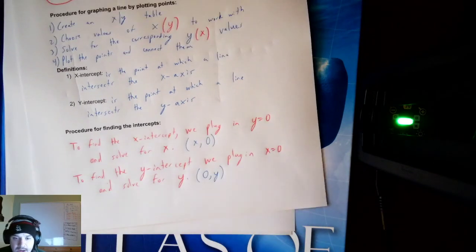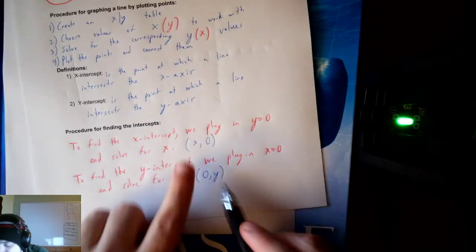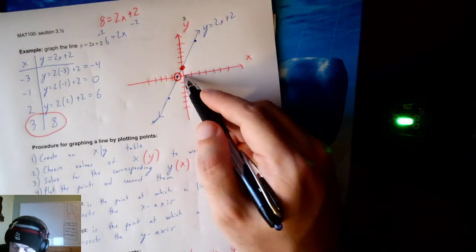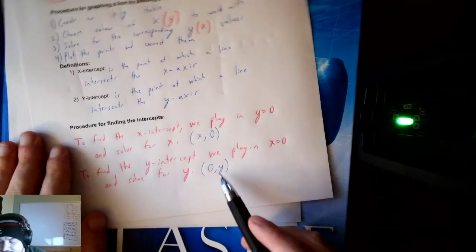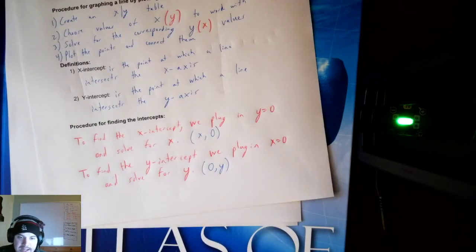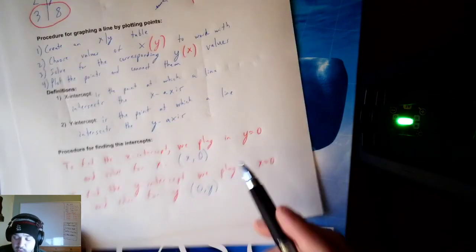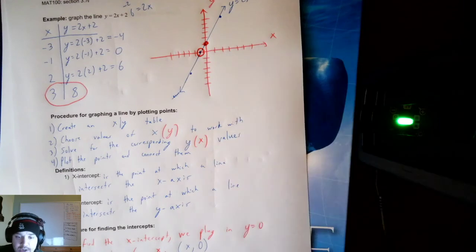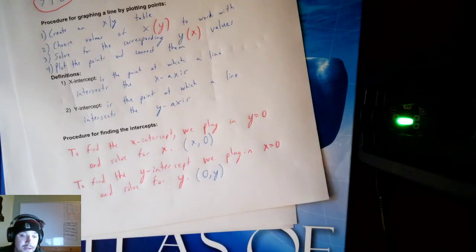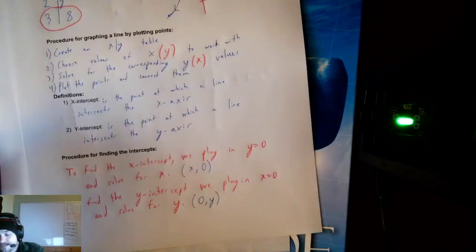So we can find each one. Notice they could be the same, right? If the line happens to cross through the origin, it hits both axes at the same point, 0, 0. That's the only time these values are the same. Every other time there'll be two different values, one on the x-axis and one on the y-axis. But sometimes you might go through the origin and you might actually get 0, 0 for both of them. But that's only if your line goes through the origin.